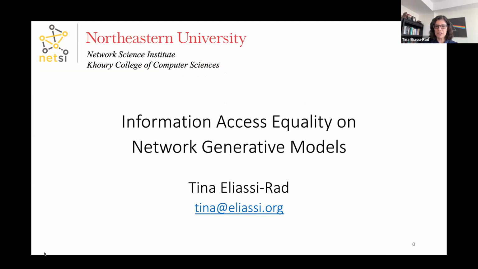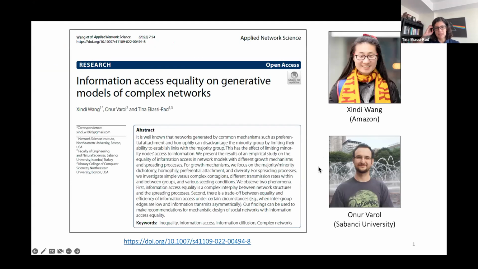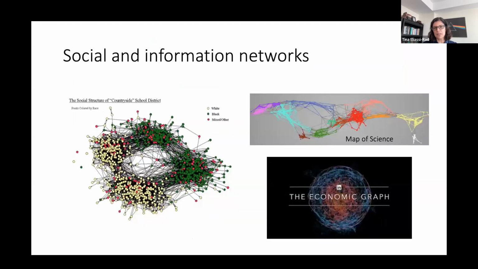This is actually the first time I'm really giving this talk. This is a brand new paper that was published earlier this month, August of 2022. It's with Xindi Wang, who is a graduate student at the Network Science Institute at Northeastern, who's now at Amazon, and Onur Varol, who's a postdoc at Network Science Institute. Some of you may know Onur because he worked with Phil Mincer, and he's now an assistant professor at Sabancı University in Istanbul, Turkey. And so the talk is going to be about social and information networks.